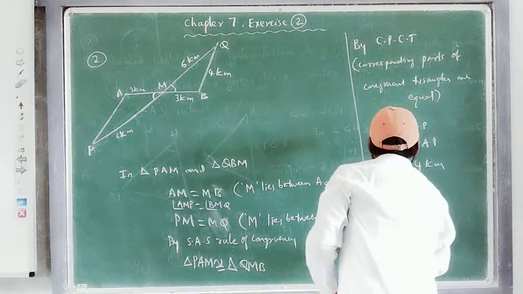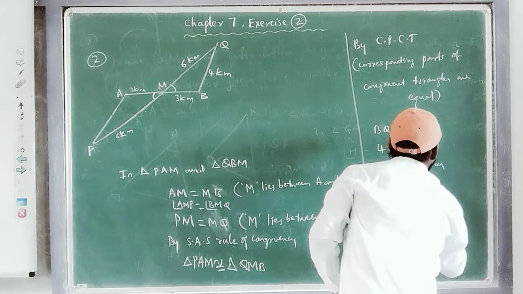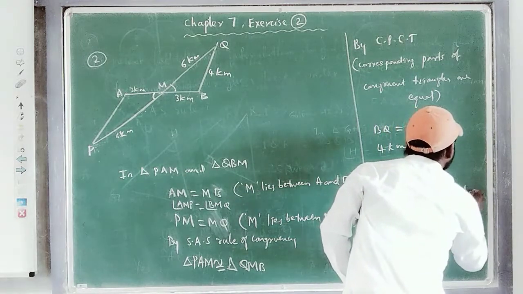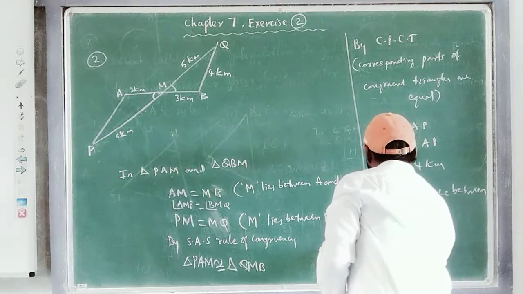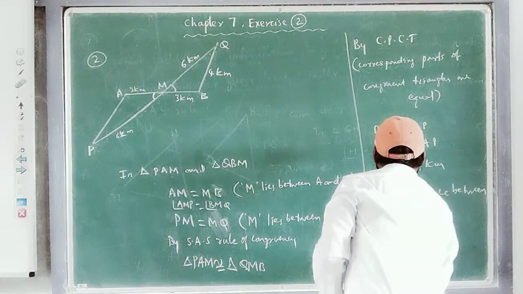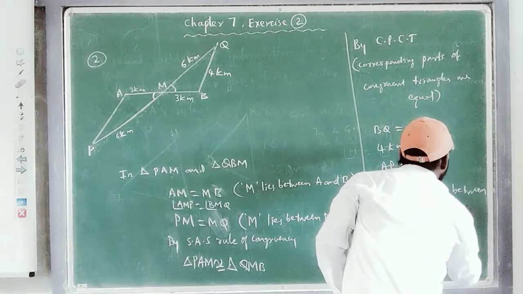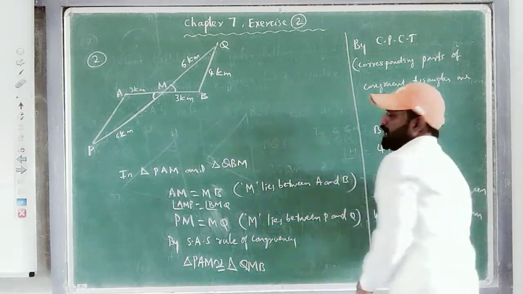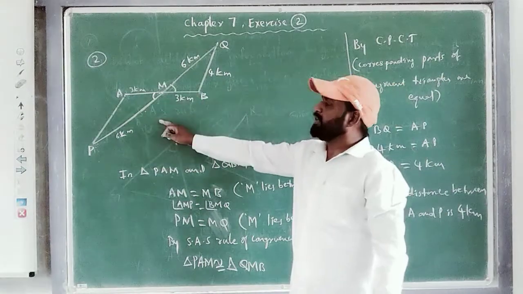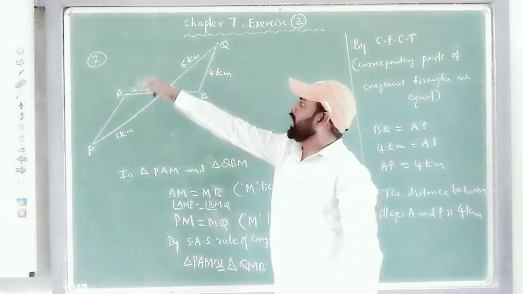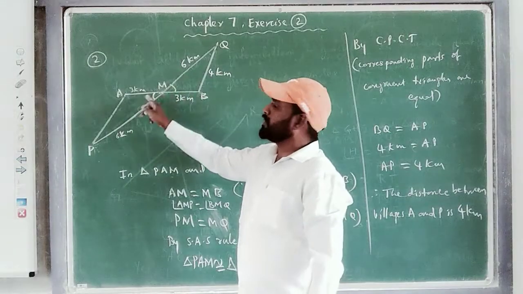Therefore, the distance between villages A and P is how much? 4 kilometers. Understood? By looking at this figure, we can understand that these two triangles are congruent.